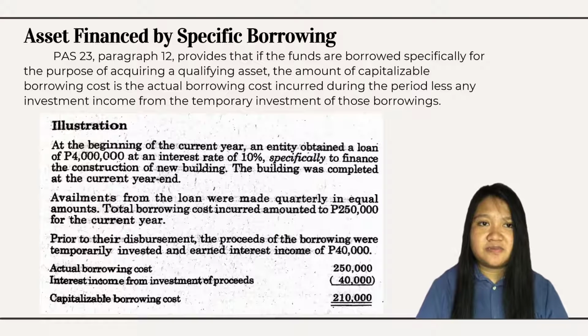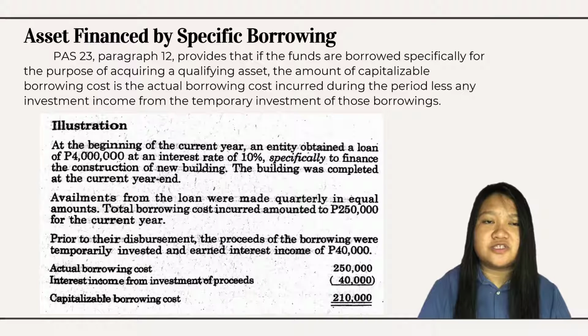Asset financed by specific borrowing. PAS 23, paragraph 12 provides that if the funds are borrowed specifically for the purpose of acquiring a qualifying asset, the amount of capitalizable borrowing cost is the actual borrowing cost incurred during the period, less any investment income from the temporary investment of those borrowings. So, to compute for the specific borrowing, capitalized borrowing cost is equal to actual borrowing less investment income.